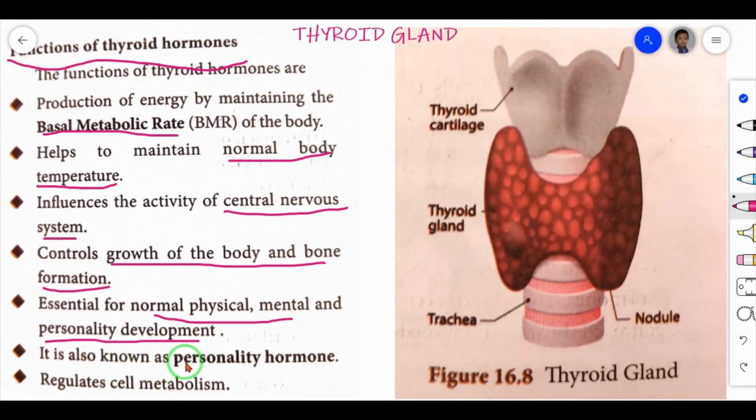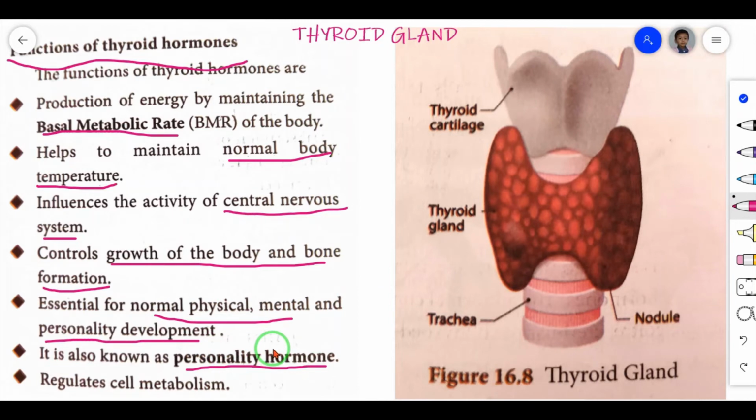So it is known as the personality hormone. Why is the hormone known as the personality hormone? It is essential for normal physical, mental and personality development. So it is known as the personality hormone.